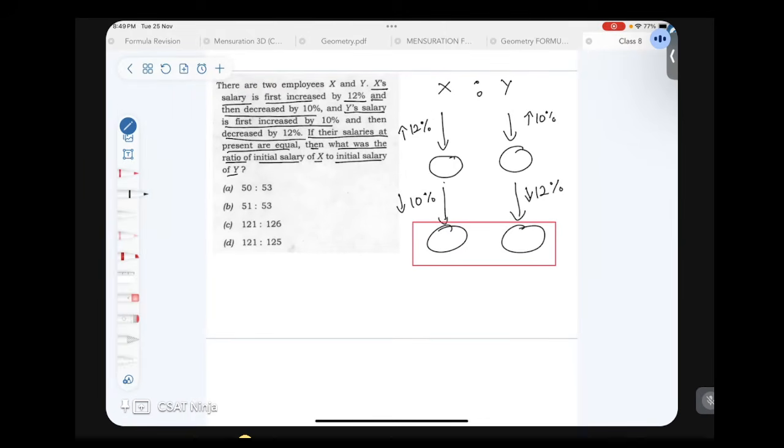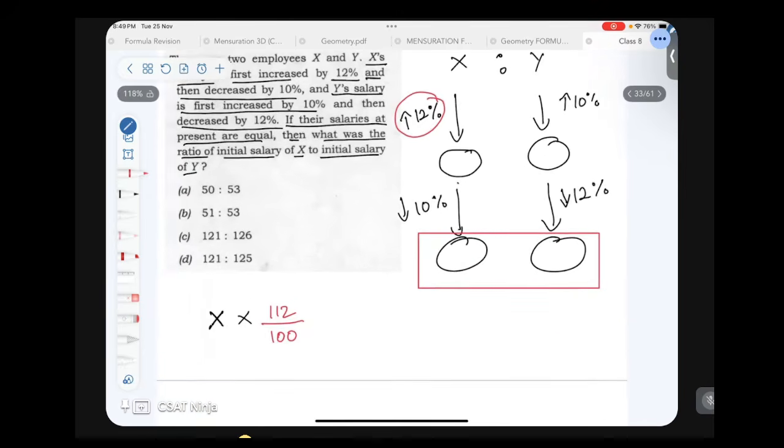The salary of X was, let's say, X only. From this, there is an increase of 12%. Earlier it was 100 and there is an increase of 12. Can I write 112? Earlier it was 100. There is an increase of 12. That means it will be 112.